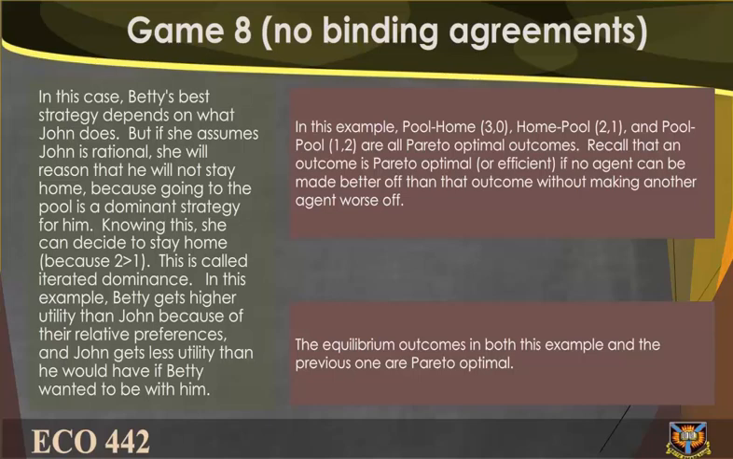In this example, Betty gets higher utility than John because of their relative preferences, and John gets less utility than he would have if Betty wanted to be with him. In this example, pool-home (3, 0), home-pool (2, 1), and pool-pool (1, 2) are all Pareto optimal outcomes. Recall that an outcome is Pareto optimal or efficient if no agent can be made better off than that outcome without making another agent worse off. The equilibrium outcomes in both this example and the previous one are Pareto optimal.